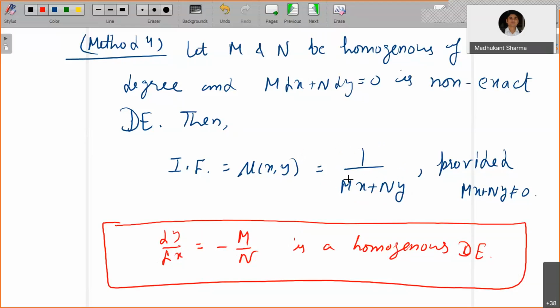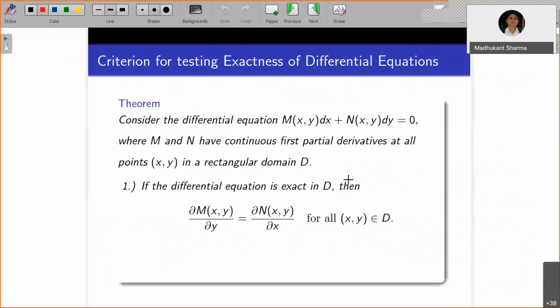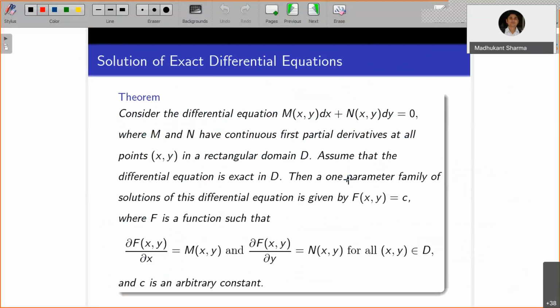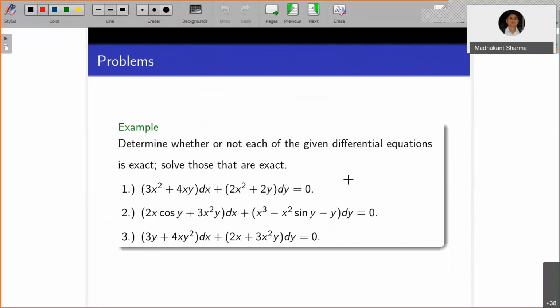Okay, so let's see some of the problems. I'm just skipping these things. Now, determine whether or not each of the given differential equations is exact. Solve those that are exact. So I'm just going to check the condition, whether this becomes exact or not, or we try to identify which method it will fall into.